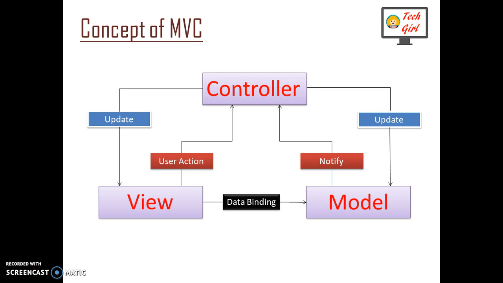First the model is notified in the controller, and then the controller fetches the data from the database and updates it into the model. So the specific amount of data which it needs from the database is gained into the model, and that model data is set into the view, which is called data binding.